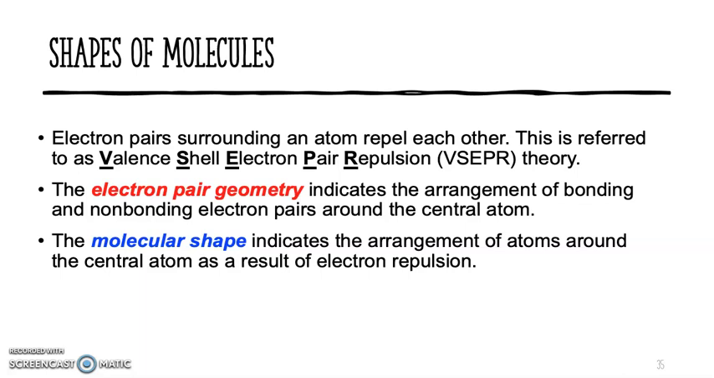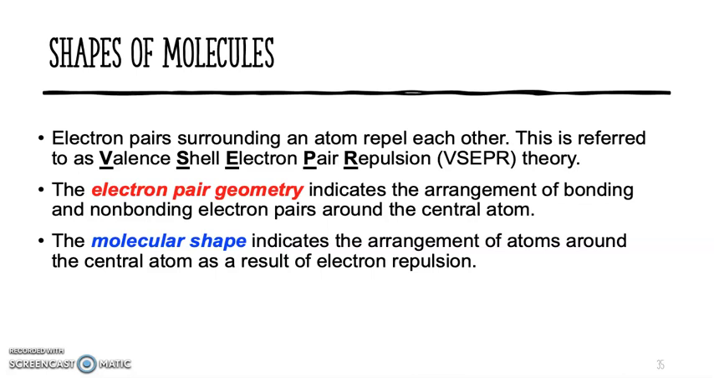The last topic in this chapter is about the shape of molecules. Electron pairs surround an atom. They repel each other, and this is referred to as valence shell electron pair repulsion, or VSEPR theory. The VSEPR theory helps to predict the electron pair geometry as well as the molecular shape.